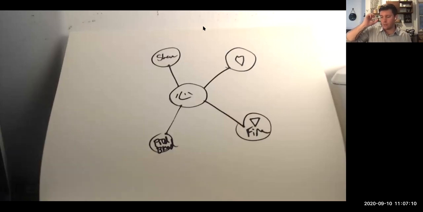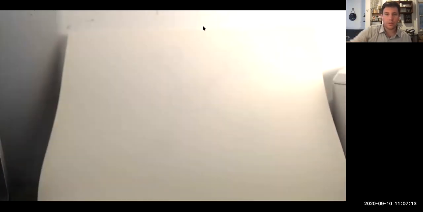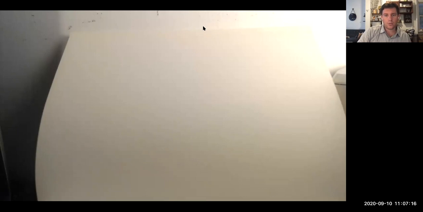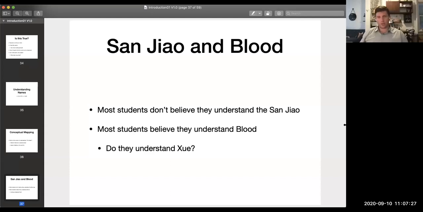So one of the examples I like to use with this is, why does this matter? When we're looking at these phrases that get translated, everyone in their first year is confused about what the Sanjiao is, which is standard. But most people think they understand blood because it's familiar. So we translate this word shui as blood. But if we were to map it out in the same way that we just did the heart, we get a whole bunch of things that don't fit with blood at all.